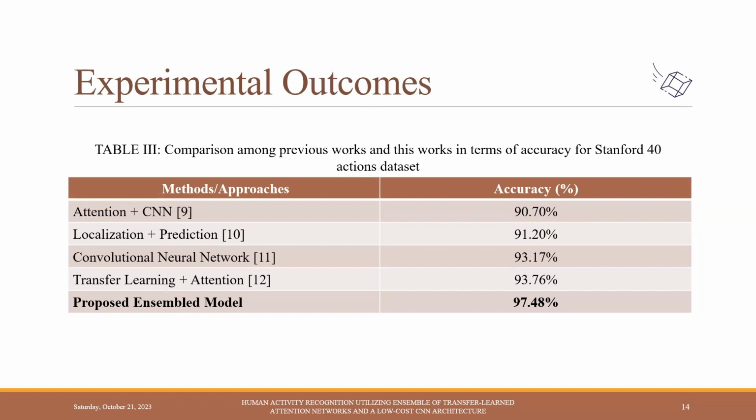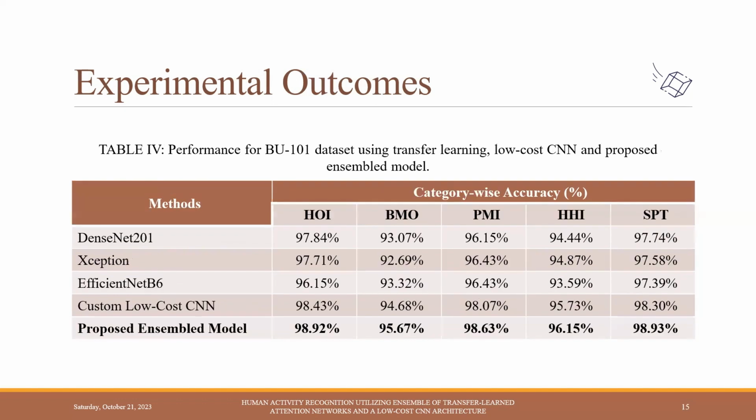So here is the comparison among the previous work and this work in terms of accuracy for the Stanford 40 actions dataset. And here you can see that our proposed model has outperformed all the previous architectures, methods, or approaches by a significant margin.